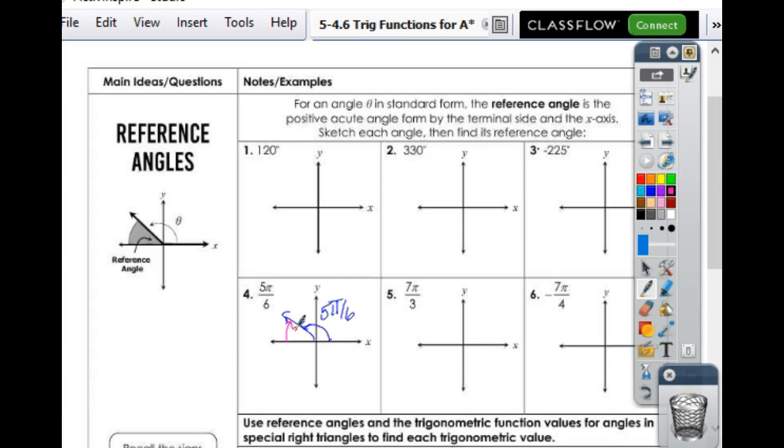And we know this is pi. But if this is 6, then pi would be 6 over 6, right, to get to pi. So if I used 5 pi over 6, how much is left for this little bit right here? It's just pi over 6.